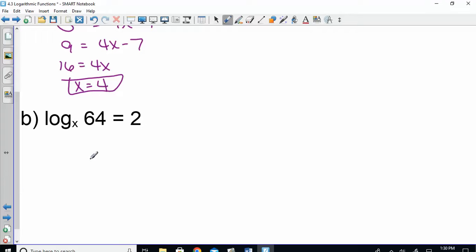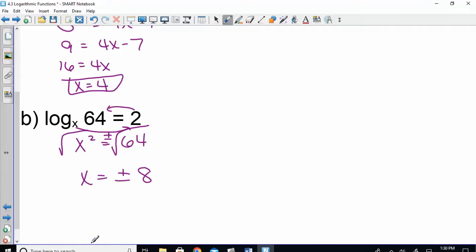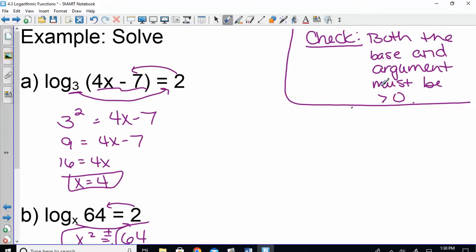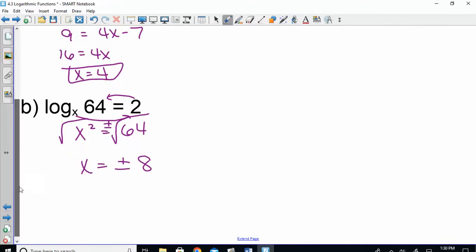Log base x of 64 equals 2. So how do we write that? How do you get rid of a square? If you add a square root, you have to do plus or minus. So I get x to be positive or negative 8. Are both of those acceptable? Because I said the base and the argument both have to be positives. The only thing that could be negative is what it's equal to here. So x has to be a positive number. So positive 8 is the only answer here.